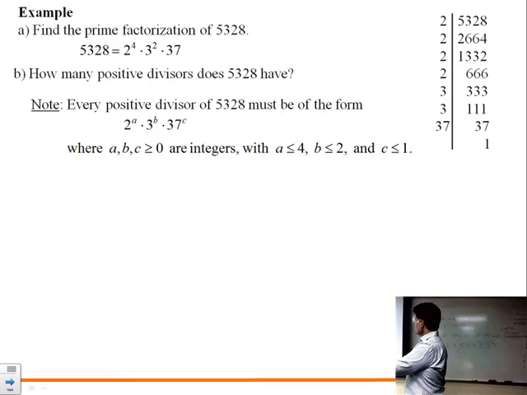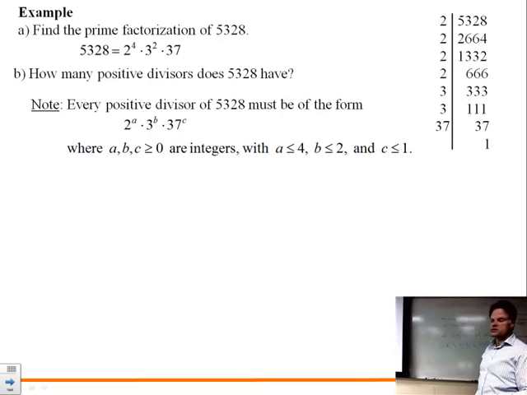But here's another question we can answer quickly. How many positive divisors does this number have? Now, it might seem like the only way to do it is to run through all the numbers and then check to see if each is a divisor and then count them up. But if you know the prime factorization, there's a much faster way of computing this.